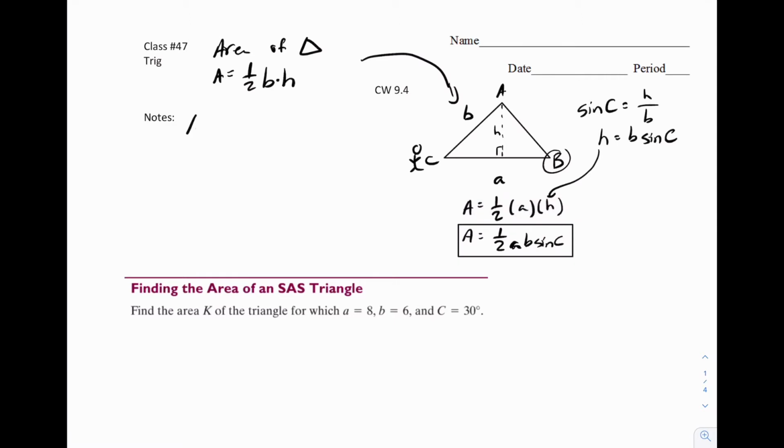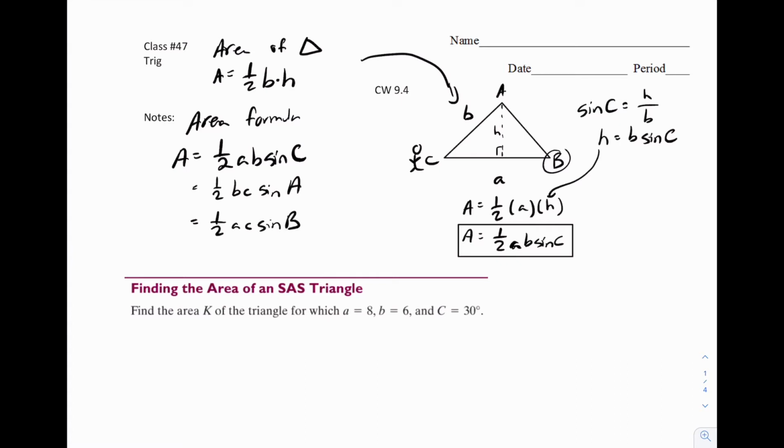So again, on our notes, let's write area formula. A equals 1/2 AB sine C. And just like the law of cosines, the letters are arbitrary. I mean, we can reassign them as long as they fit the pattern. So I can do 1/2 BC sine A, or I could do 1/2 AC sine B. And all of those are going to work.